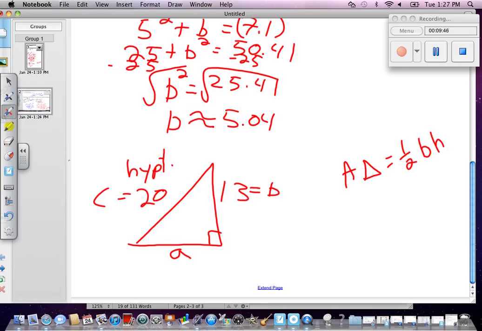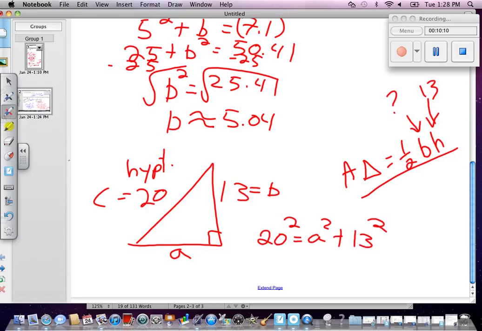So once I find the unknown side, I have to plug it into this problem. I already know the height right here is 13. I don't know what the base is. It's just like a two-part problem, algebra. So I get 20 squared equals A squared plus 13 squared.